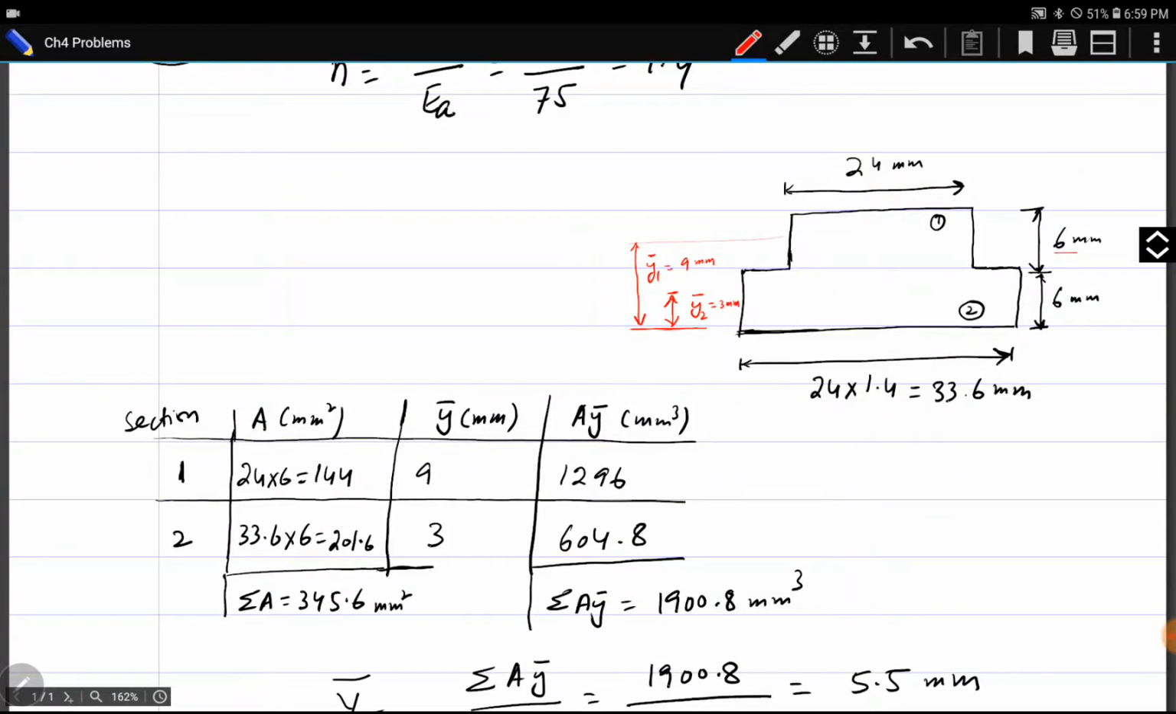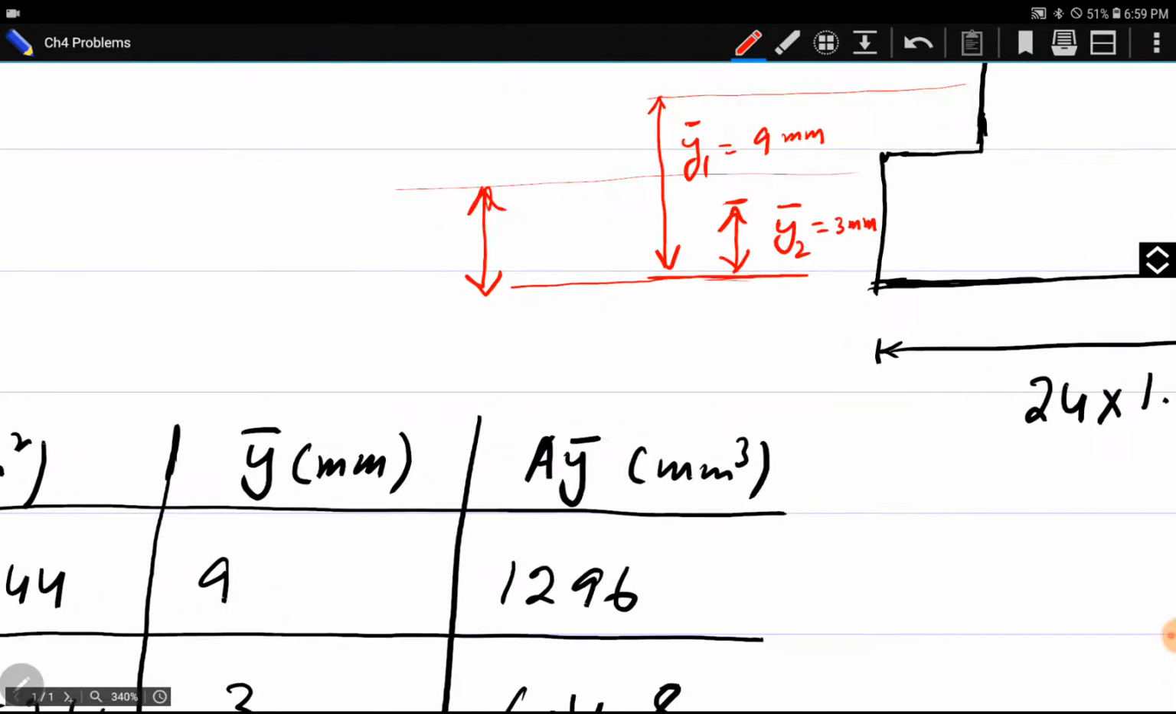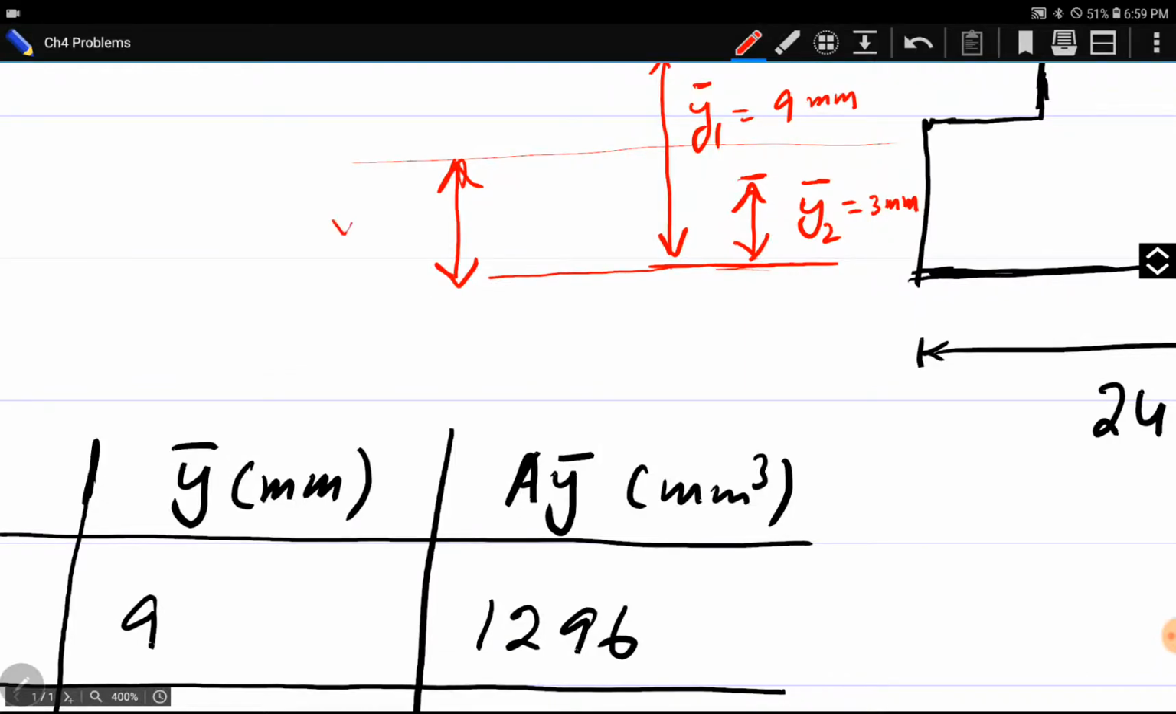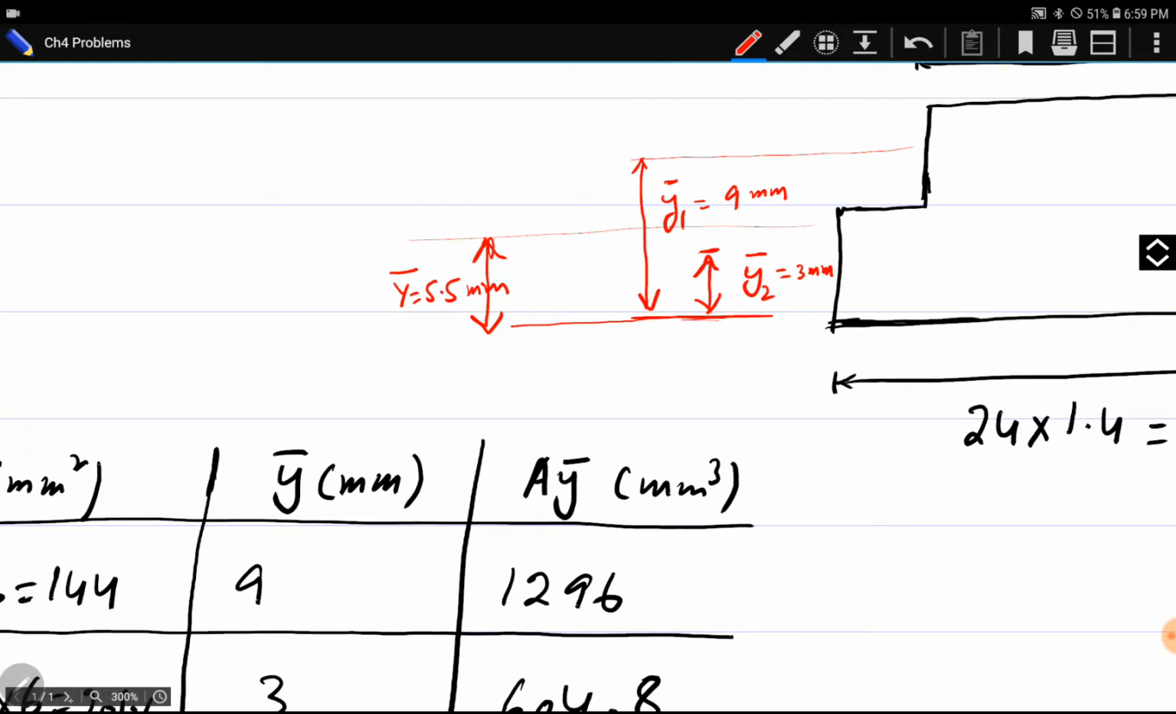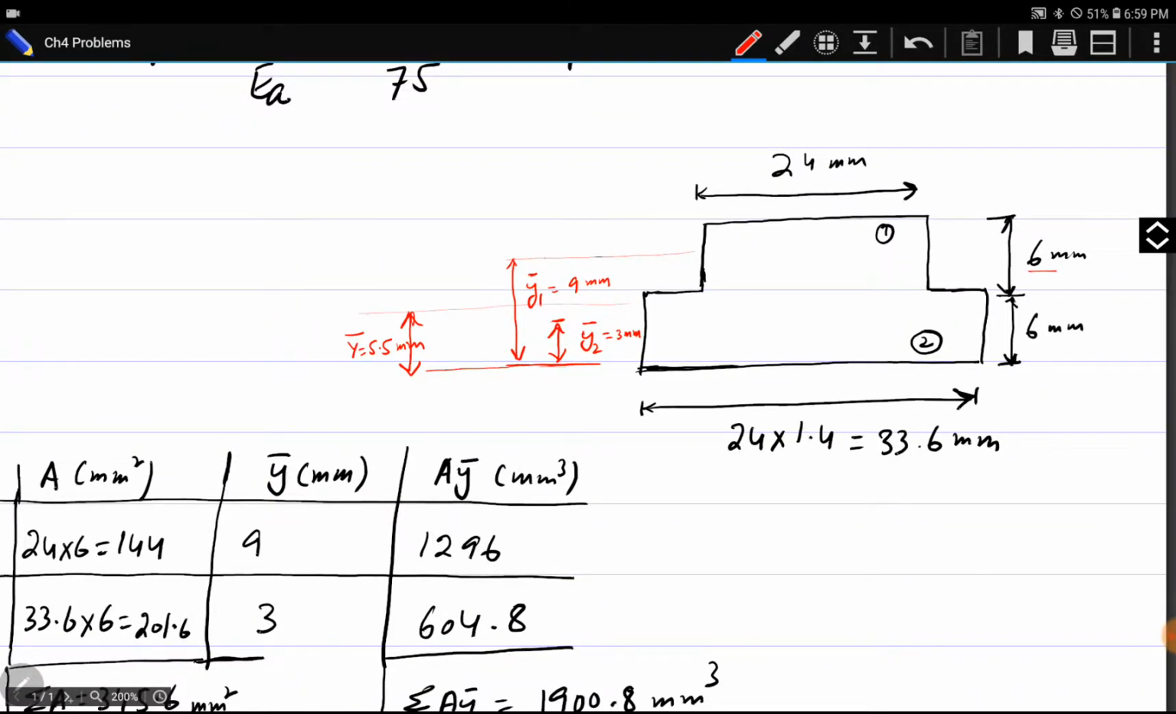5.5 millimeters. It is almost here. Y dash is 5.5 millimeters from the bottom surface. Okay, so here is our centroid line.